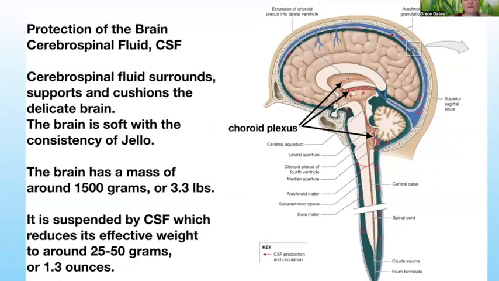Okay, a bit on cerebrospinal fluid. Cerebrospinal fluid helps to protect the brain. It surrounds it, supports it, and cushions it. The brain is very soft. It has the consistency of jello.